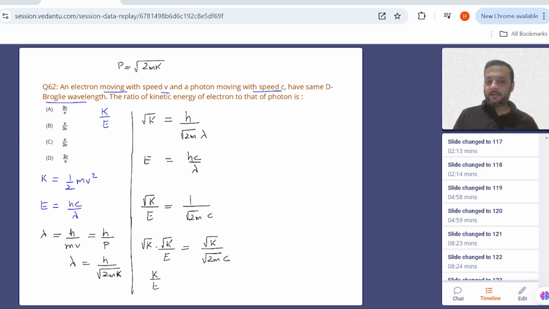So LHS becomes K by E, and RHS, root K will be root m by root 2 into v. So the question is over. Root m gets cancelled. Root 2 into root 2 will become 2. So this becomes v by 2c. So option C will be the correct answer for this question. Okay. Let's move to the next one.